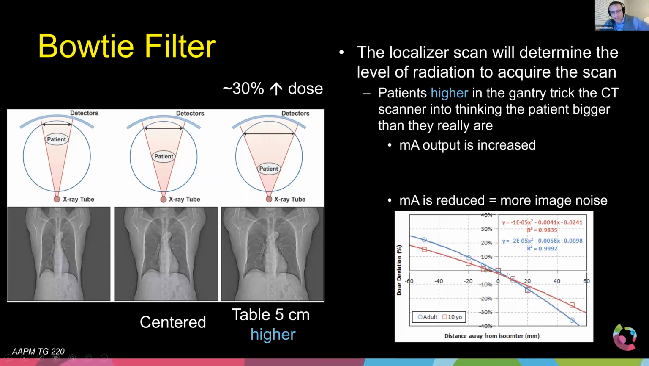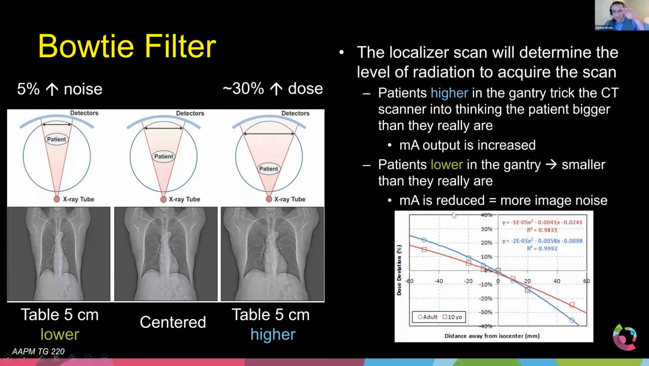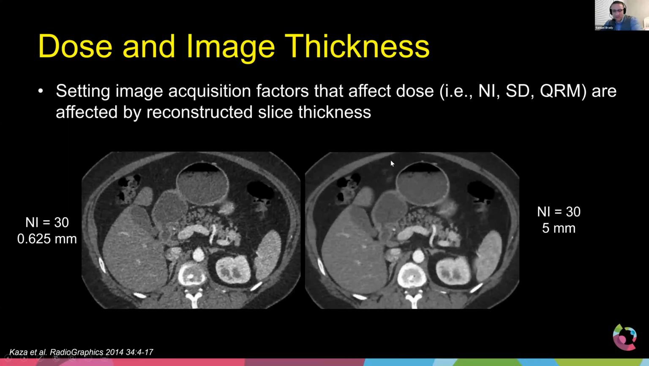Here, I took my ion chamber and my phantom, and I moved them up to 50 centimeters high. Too high. And then as I go left on this plot, I lowered them basically 50 centimeters lower. And so you can see how the radiation dose changes. I used an adult phantom and a pediatric 10-year-old phantom. Overall, the dose goes up much faster when you go too high than if you accidentally put them too low.